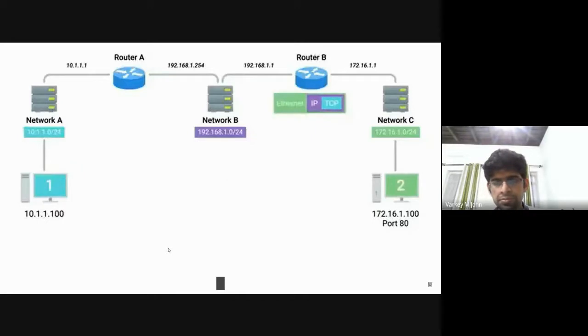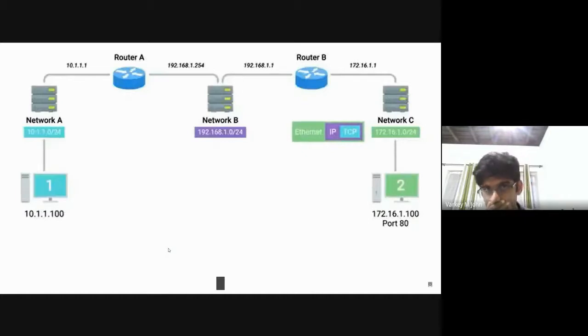And the whole process is repeated one last time. The frame is sent out onto network C. A switch ensures it gets sent out of the interface that computer 2 is connected to.